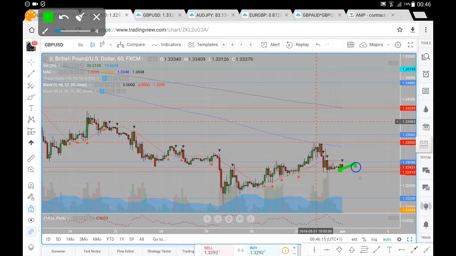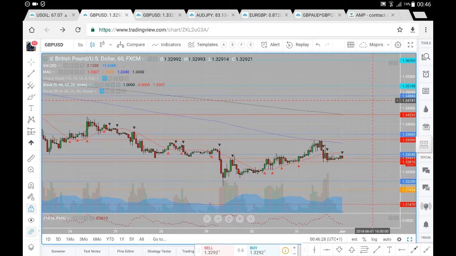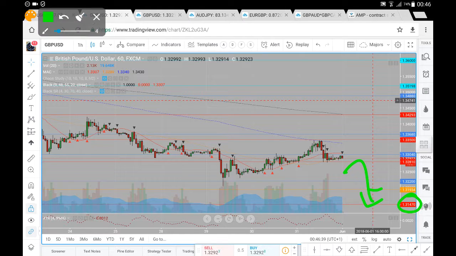If, however, we do fail to hold support around the 32.81, we are then looking for prices to retrace all the way down towards our 32.20. Successful break from which we're then looking for prices down towards our 31.93. And beyond 31.93, the very next level that we are looking at to the downside would be a move down towards our 31.47 here on the pound against the dollar.